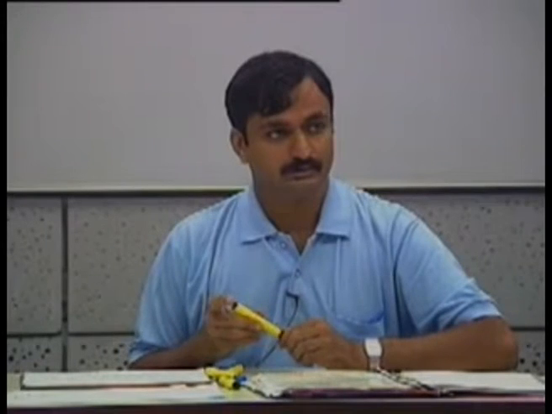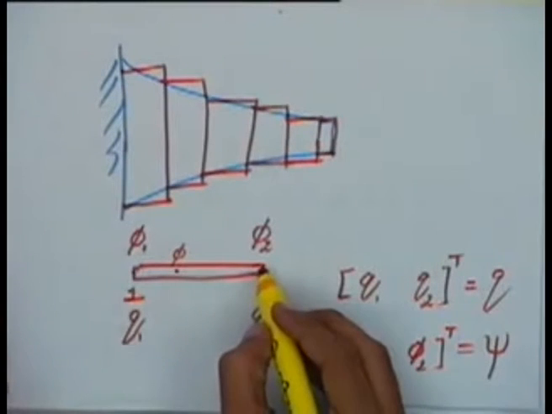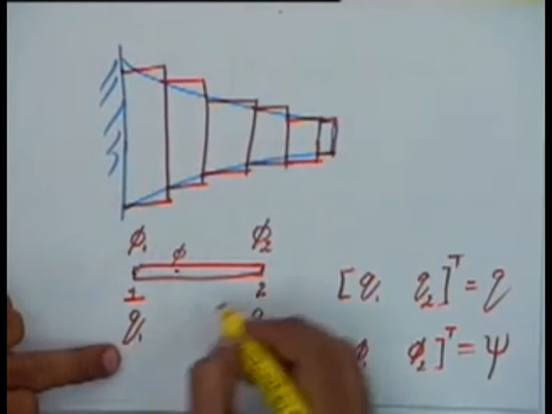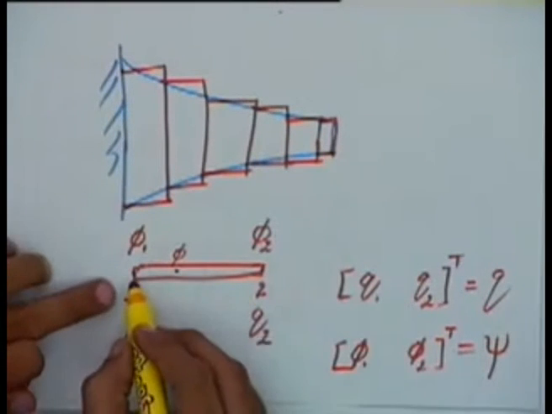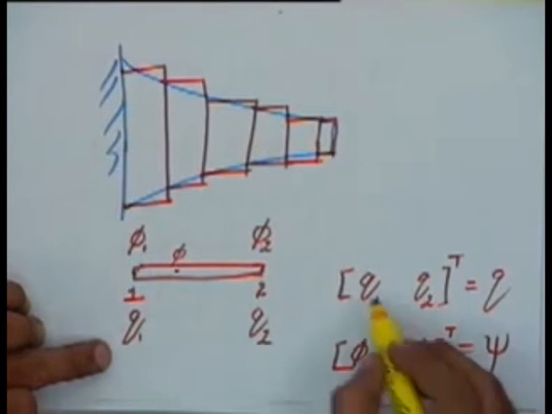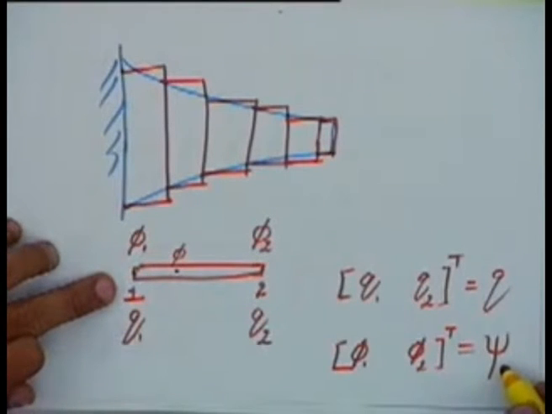So Q is the actual displacement. See, this is my element. At this point 1, the actual displacement is Q1. At this point 2, the actual displacement is Q2. In addition to that, I am giving a virtual displacement, which is phi 1 and phi 2. Q1, Q2 give me a vector which is Q. Phi 1, phi 2 give me a vector which I am calling as psi.